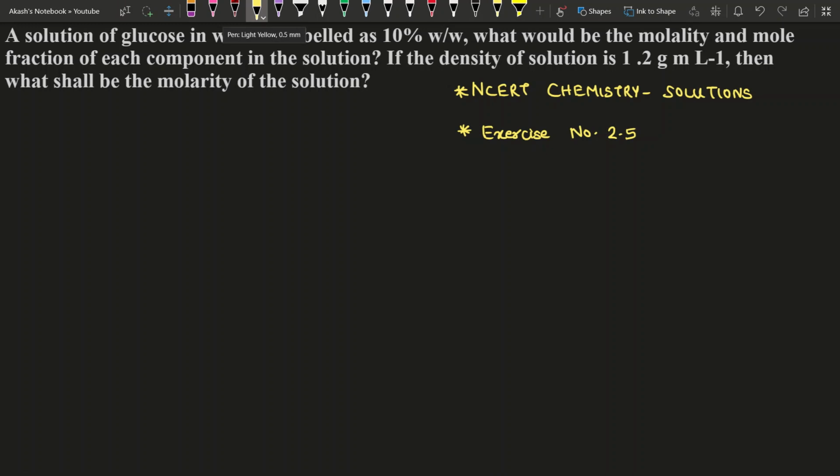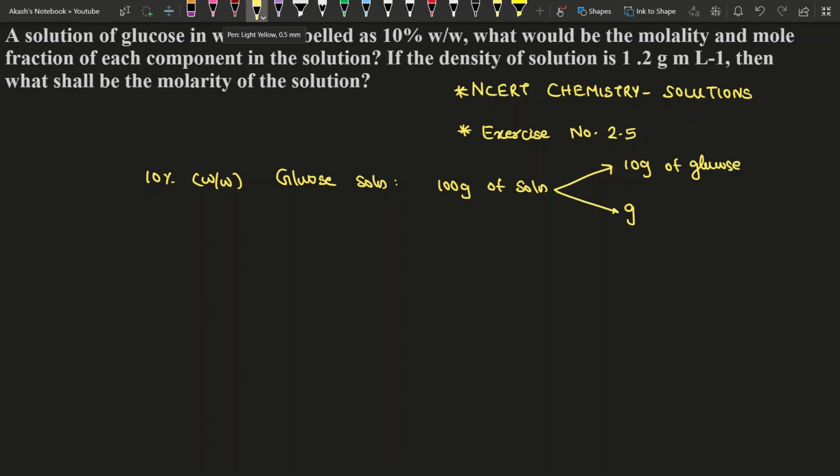That means the solute is glucose and the solvent is water. It is 10 percent weight by weight, the weight percentage or mass percentage is 10 percent. So what you can understand is, 10 percent weight by weight of glucose solution means if you are taking 100 gram of solution, in that there will be 10 gram of glucose and 90 gram of water.